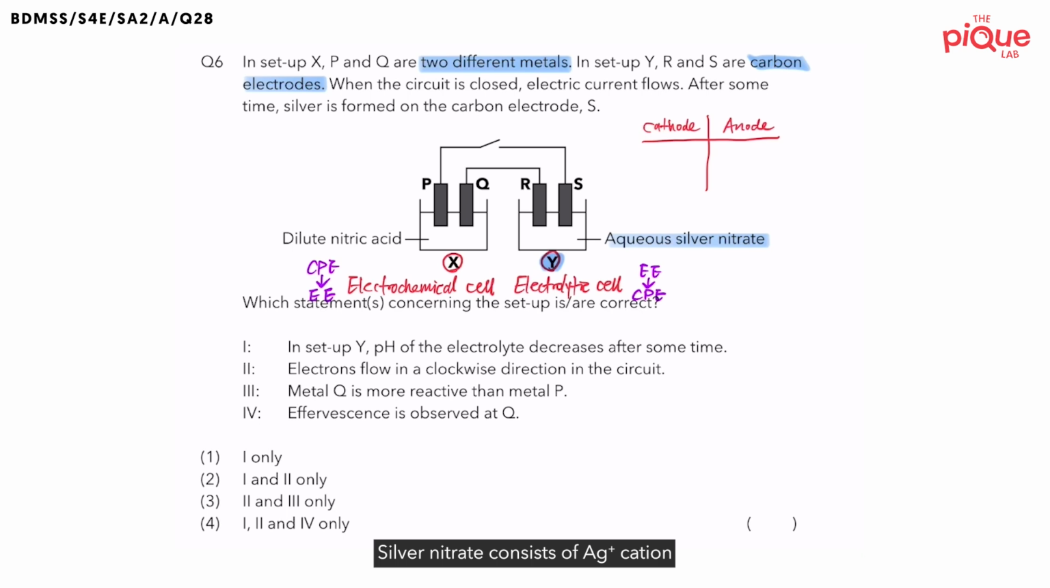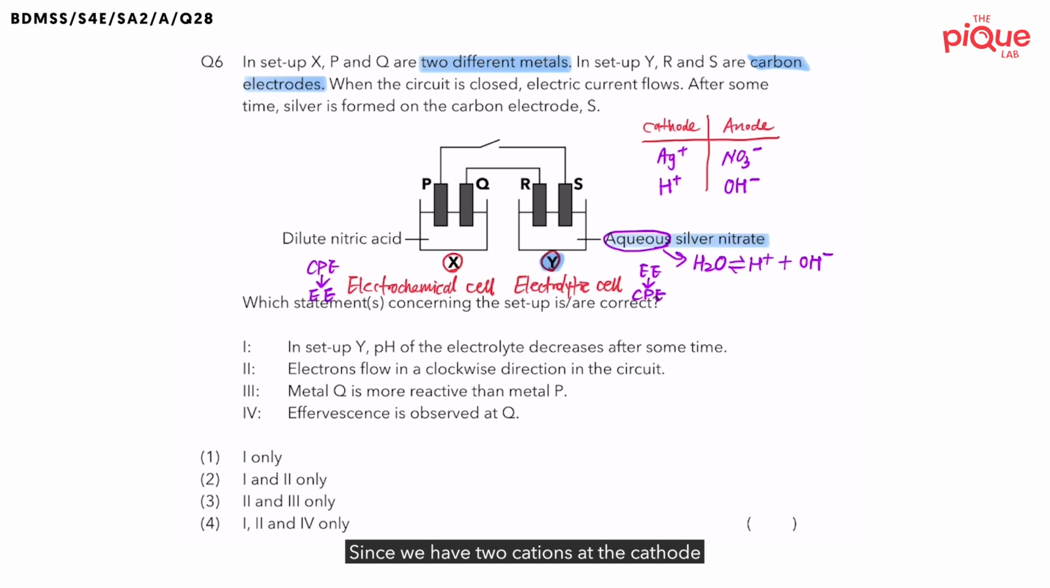Silver nitrate consists of Ag+ cation, which will migrate to the cathode, and NO3- anion, which migrates to the anode. Besides this, what our teachers in school have shared is that for aqueous silver nitrate, and in fact all aqueous salts, water is also present. Since water is present, it can undergo self-ionization to produce H+ ions and OH- ions. This means that on top of Ag+ and NO3-, H+ will also migrate to the cathode and OH- will also migrate to the anode.